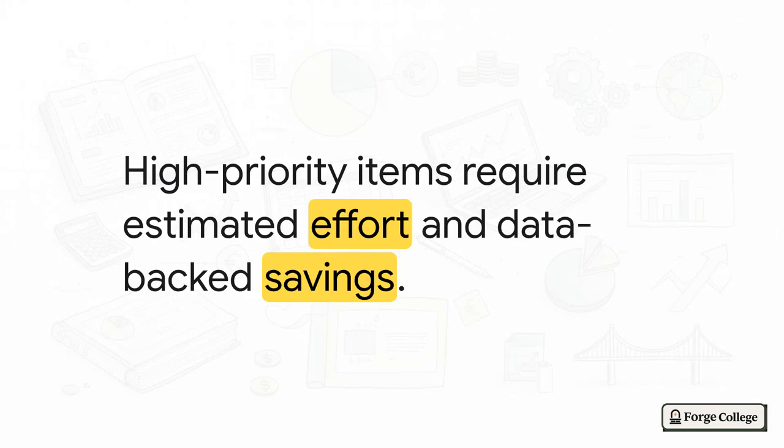And here's the kicker. Any high-priority recommendation absolutely must be backed by a concrete effort estimate and data-backed sensitivity ranges. You can't just throw out a promise of $12,000 in savings. No, you need an optimistic, a median, and a pessimistic window. Doing that shows you've actually mapped out the risks.